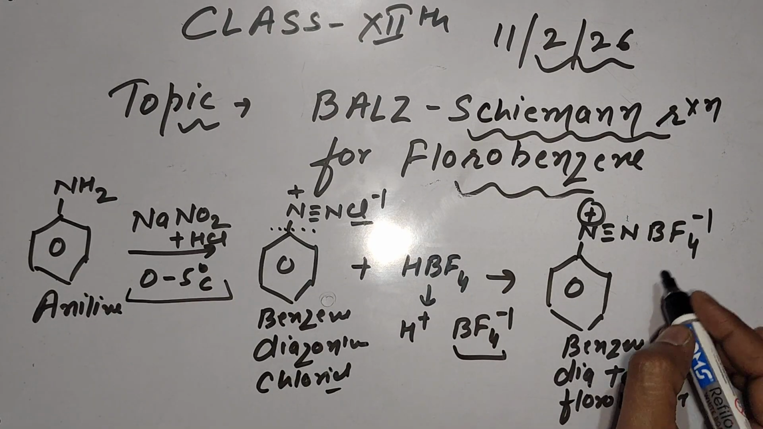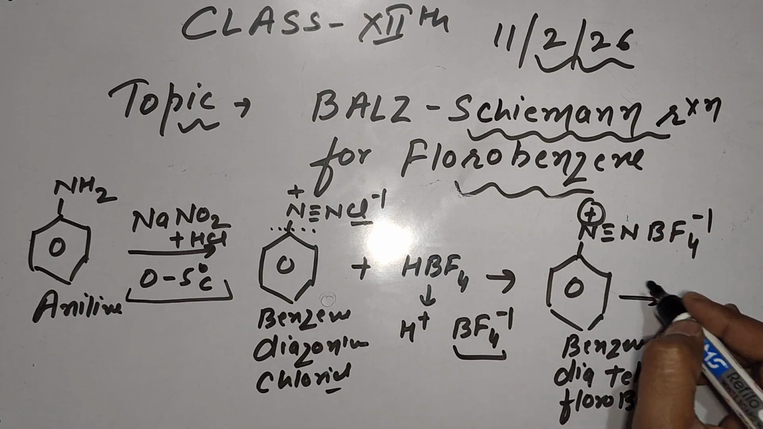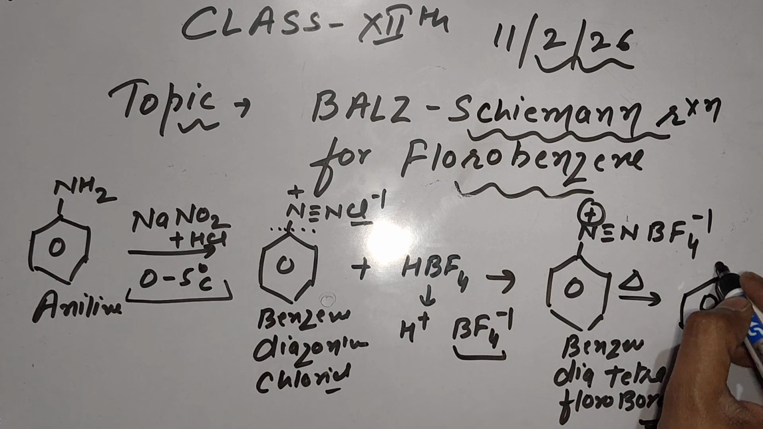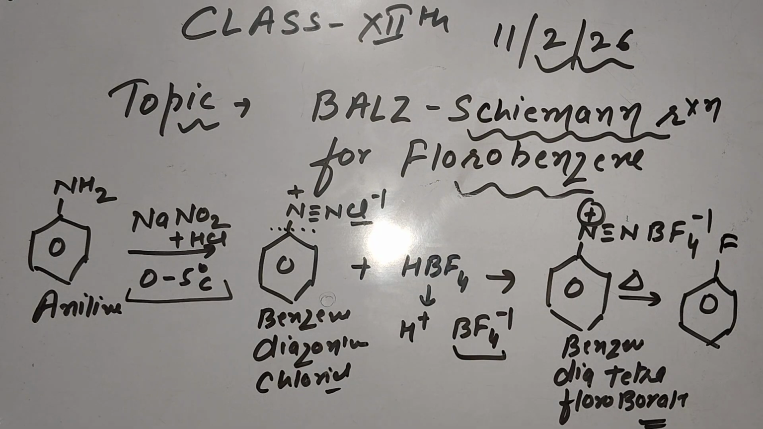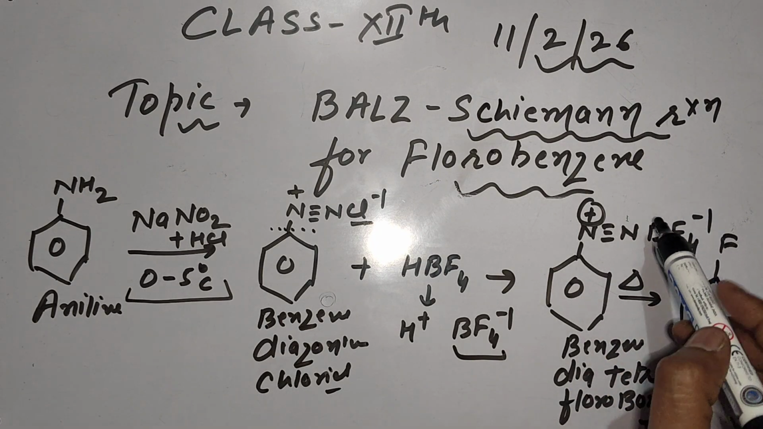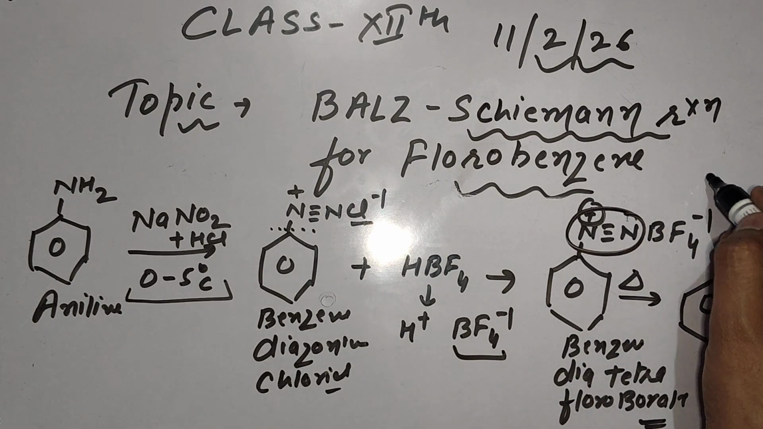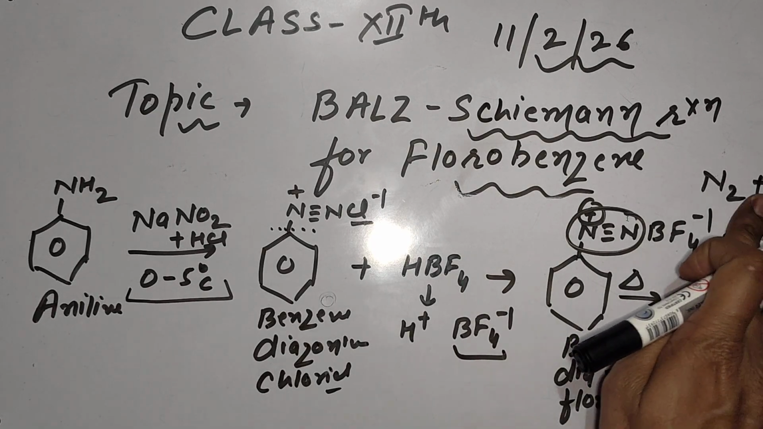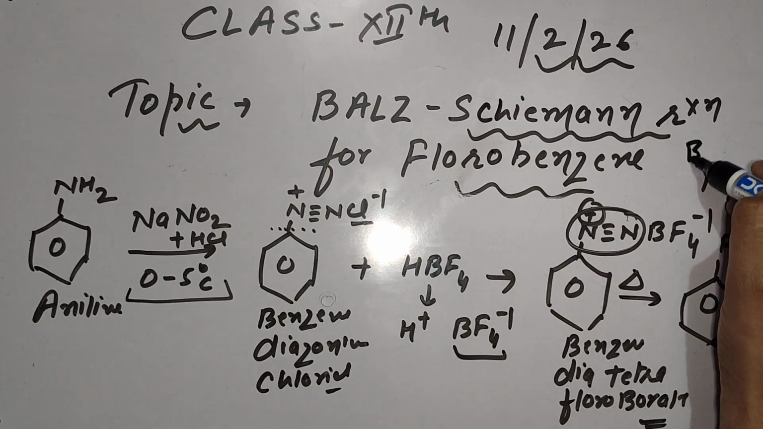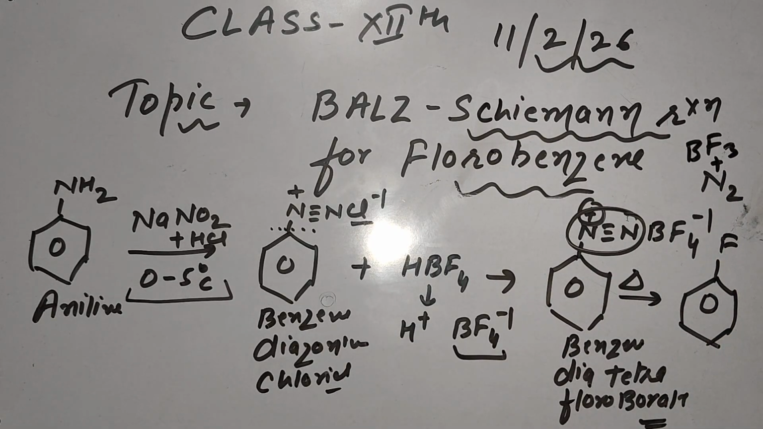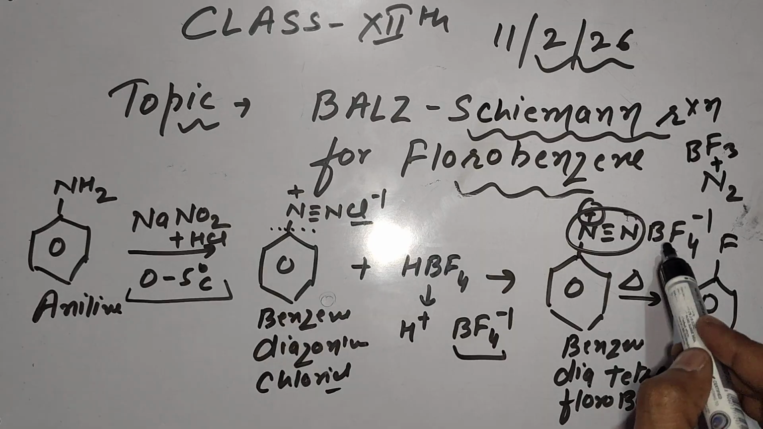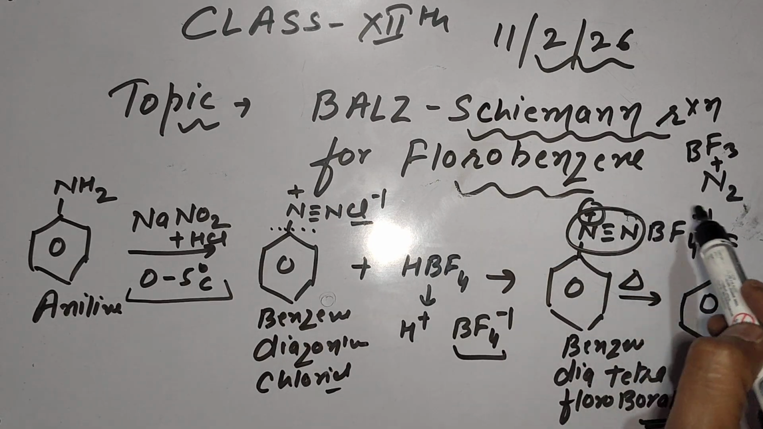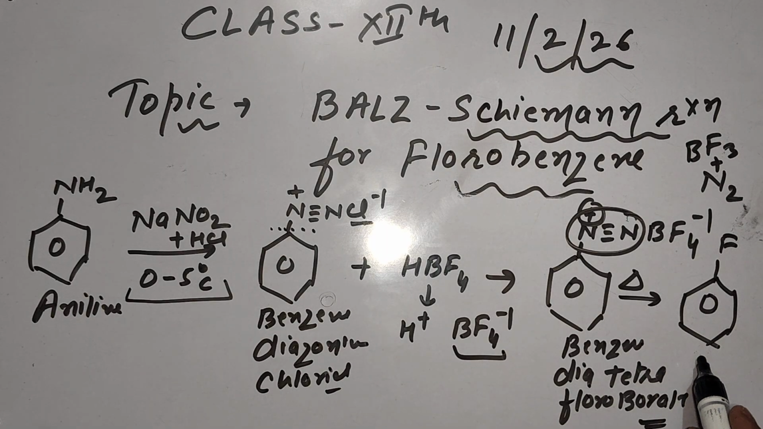Now, final step, the compound is completely unstable. On heating a little bit, you will get fluorobenzene as a final product, and the side products will generate out: nitrogen gas, N2, and BF3. Here I am writing BF3. These are the side products. Out of BF4, 4 fluorine, 1 fluorine will join on benzene ring, and BF3 will release out as a stable product. Nitrogen gas will release out, and finally we will get fluorobenzene.